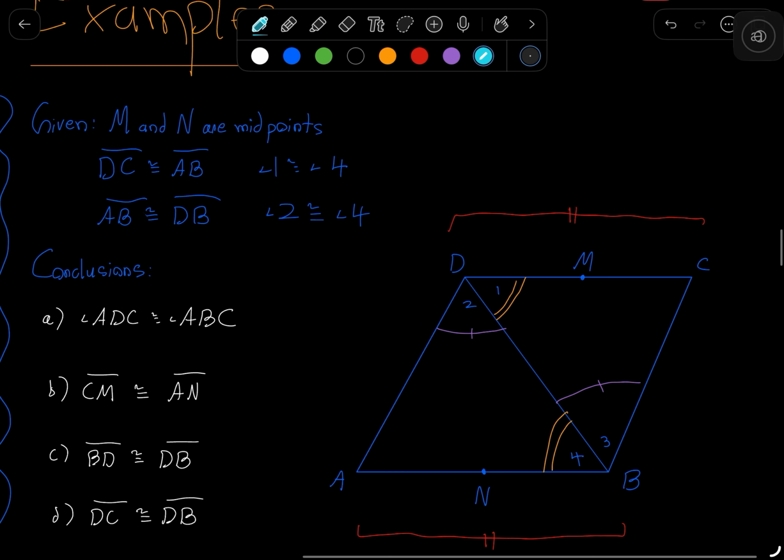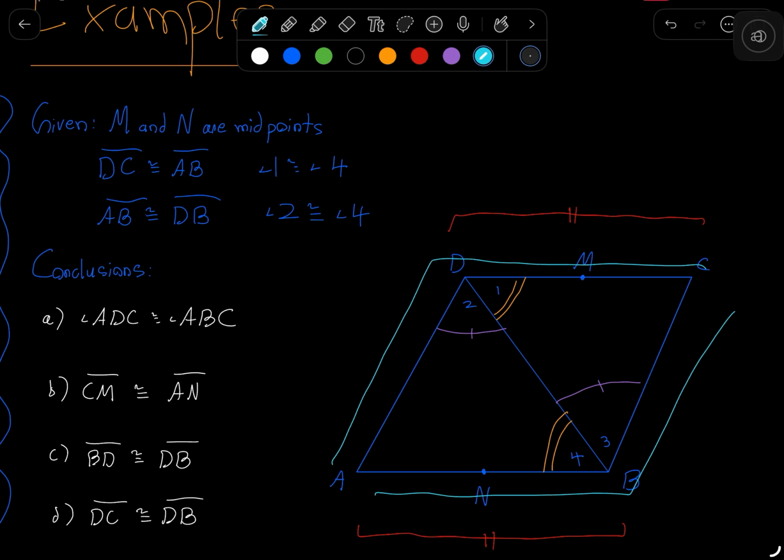Okay, this is a larger problem, but once again, I'd like to give you an attempt. Assuming you've given it a try, here I've labeled everything we know. Of course, we know M and N are midpoints, so just keep that in mind. DC is congruent to AB. I've labeled that in red, and of course, the other congruencies. So let's look at our first conclusion. We're trying to conclude that angle ADC is congruent to angle ABC. That is referring to this angle and this angle.